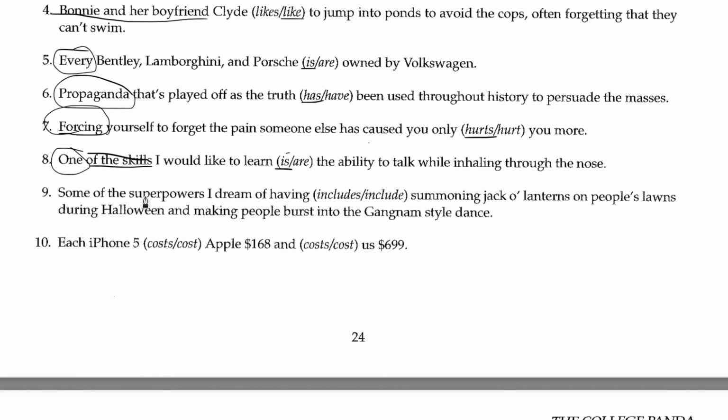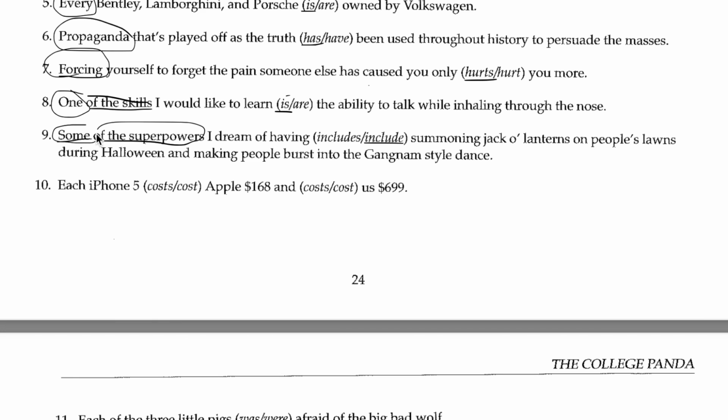Number 9, some of the superpowers I dream of having include summoning jack-o'-lanterns on people's lawns during Halloween and making people burst into the Gangnam Style dance. Here, where's my subject? I have some. So my subject is some. And some is one of the words that depends on what will come after it. I cannot say some is plural and I cannot say some is singular. Whenever you see some, guys, some depends on what will come after it. But here my subject is plural. So the verb won't take an S.